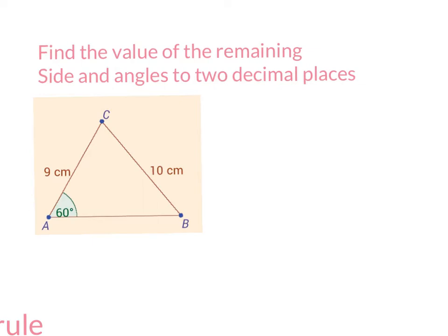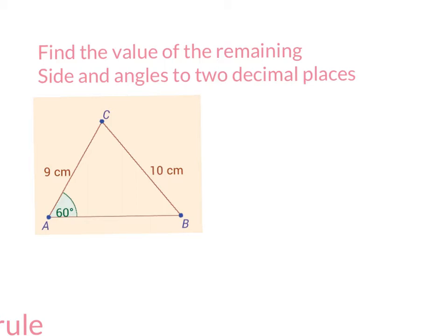Alright, okay, so today the question says find the value of the remaining side and angles to two decimal places. So we're given a triangle. We don't know anything about this triangle, if it's equilateral, but it's definitely not equilateral because this is 9 and this is 10. We don't know if it's isosceles. We don't know anything really, okay?